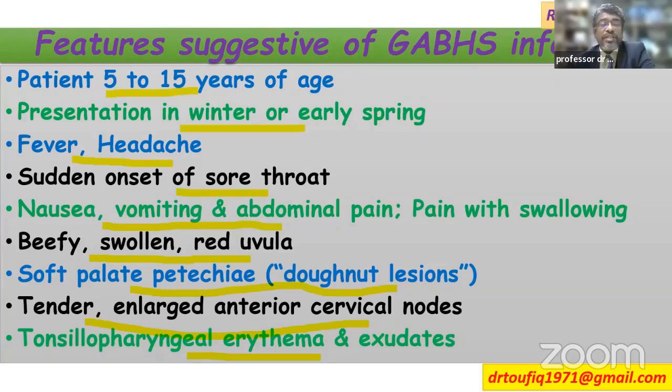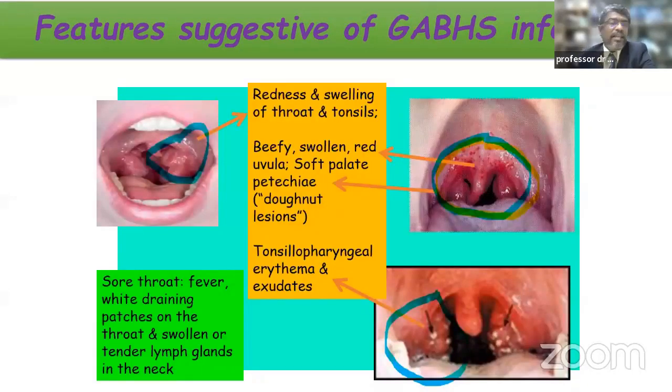There is a beefy, swollen red uvula due to the infection with beta hemolytic Streptococcus. There are soft palate petechiae, that is, donut lesions by the group A hemolytic Streptococcus. This is not the rheumatic fever. These are the features of group A beta hemolytic Streptococcus infection, that is, sore throat infection. There are tender enlarged anterior cervical lymph nodes. There is tonsillopharyngeal erythema, and the patient may have exudates, which we usually see during examination of the throat.